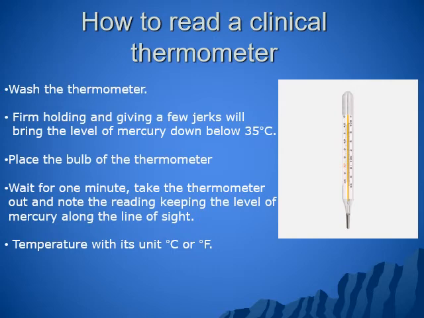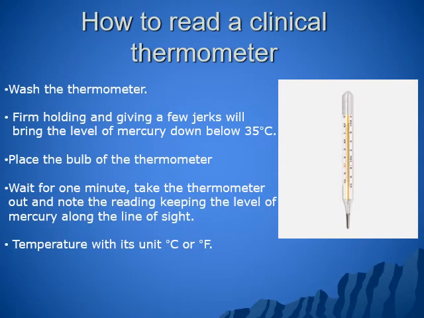which does not allow the mercury to come out automatically. We have to give it a jerk because the kink does not allow the mercury level to go down. And you must ensure that the mercury level is below 35 degrees before measuring the temperature.